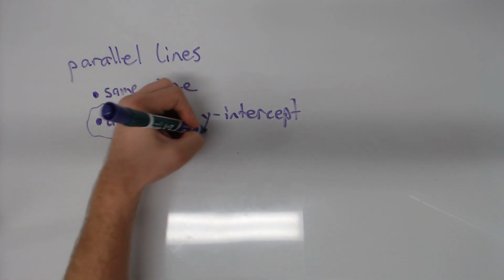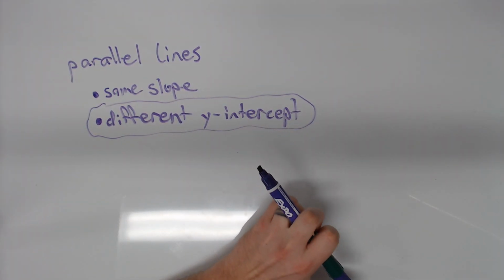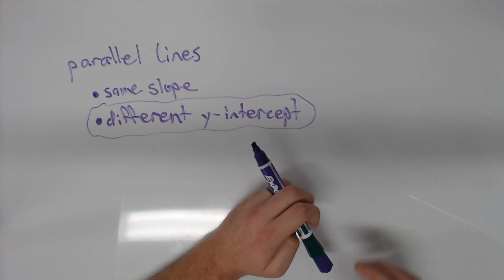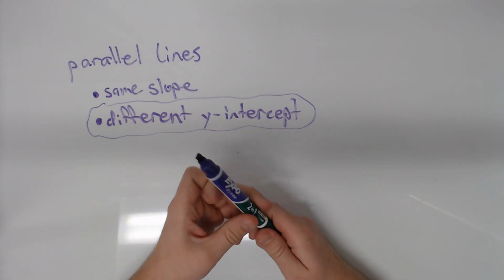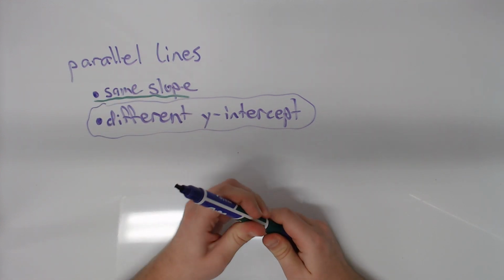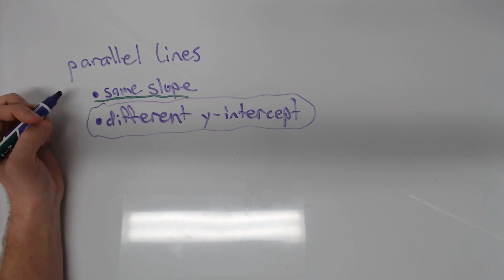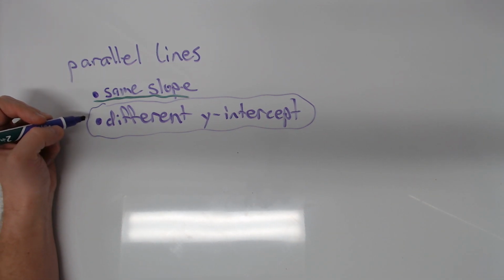Real quick, let's talk about why this is important. Some of you might understand parallel lines as two lines that never cross. Well, for them to never cross, they have to be able to go up at the same rate. Otherwise, eventually they'd get closer and closer and closer and cross eventually. The different y-intercept part is to make sure they don't start crossing to begin with.